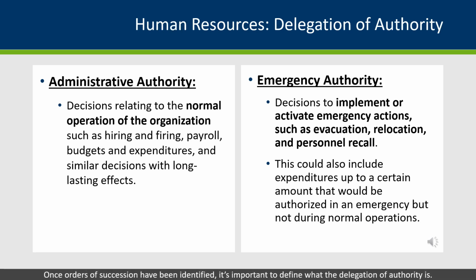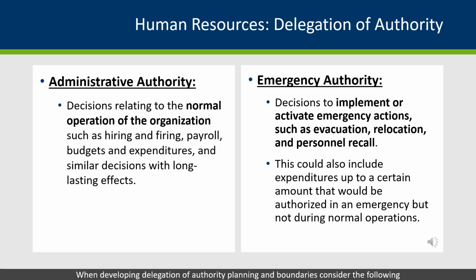Once orders of succession have been identified, it's important to define what the delegation of authority is. Delegation of authority allows a facility and/or department to predetermine what is or is not appropriate decision-making for someone who is operating outside of their normal scope of work. This can be thought of in two categories. The first being administrative authority, which involves decisions related to normal operations, and the second being emergency authority, which involves decisions to implement or activate emergency actions, such as evacuation, relocation, and personnel recall.